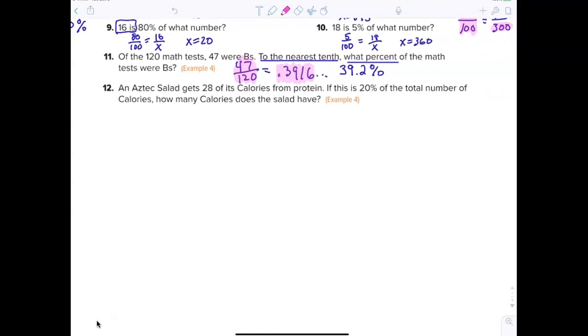It says an Aztec salad gets 28 of its calories from protein. If this is 20% of the total, as soon as I see 20%, I know it's 20 over what? 20 over 100. This is what I was saying about how I like part and whole. 20 over 100. Now, 28, does that represent the part or does that represent the whole? Well, you got to figure that out. Is it the part or the whole? The whole.